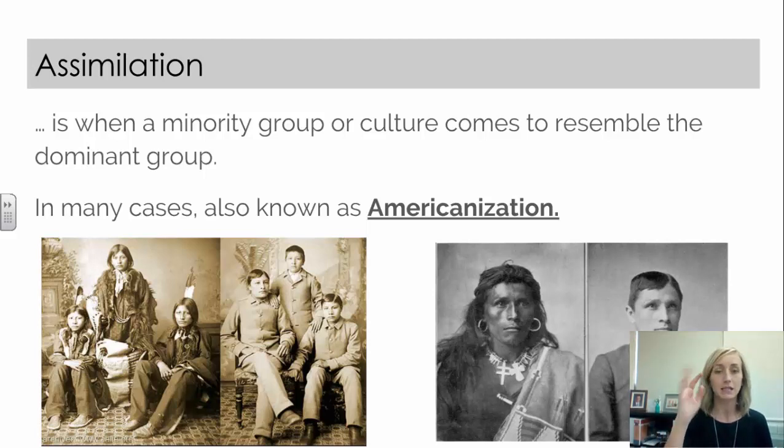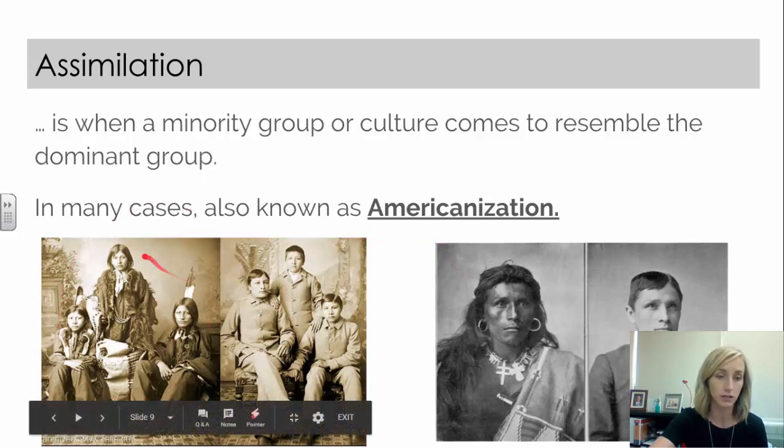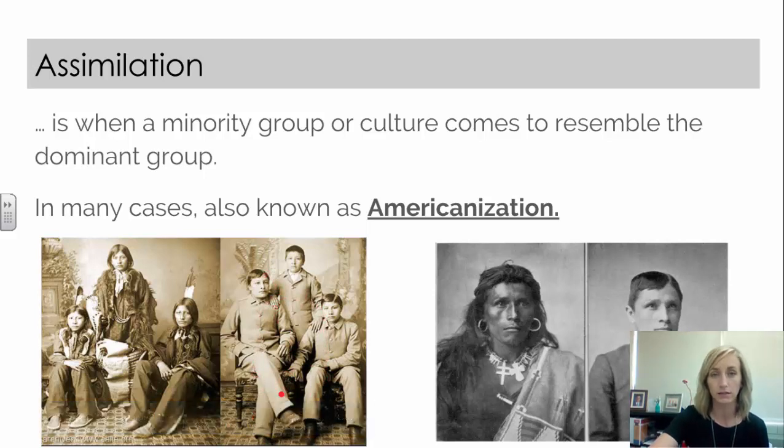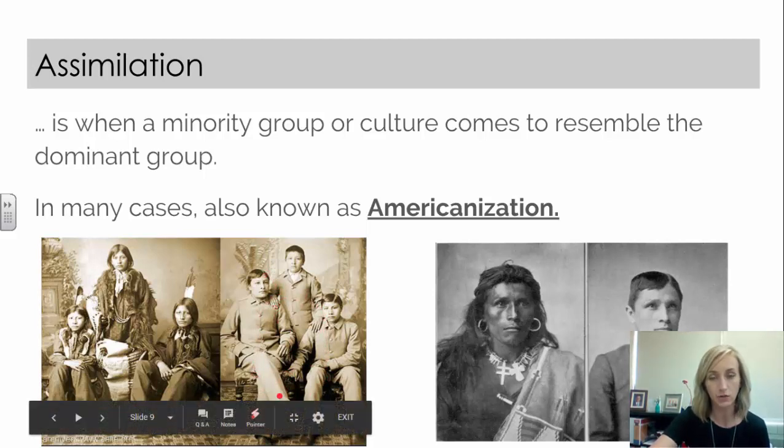So in many cases, this is also known as Americanization, like in this case with Native American Indians. So you see these pictures of what these Native American Indian children looked like in their native dress, and then what they looked like after Americanization in Indian residential schools. They had American haircuts, they wore uniforms that looked more American or European, you could say. It certainly didn't look like their native dress. And then the same over here.